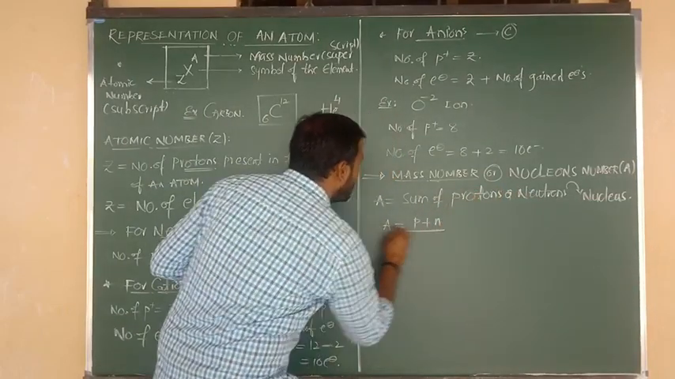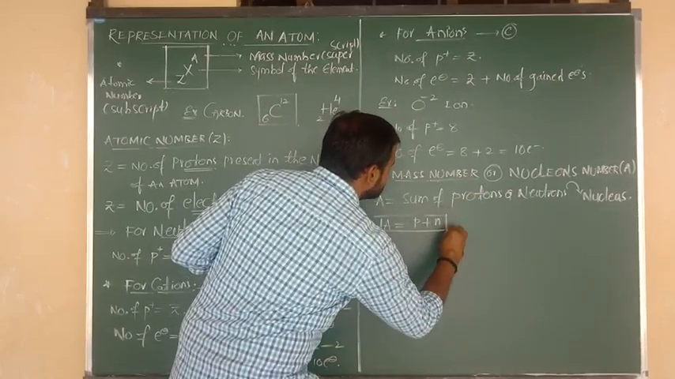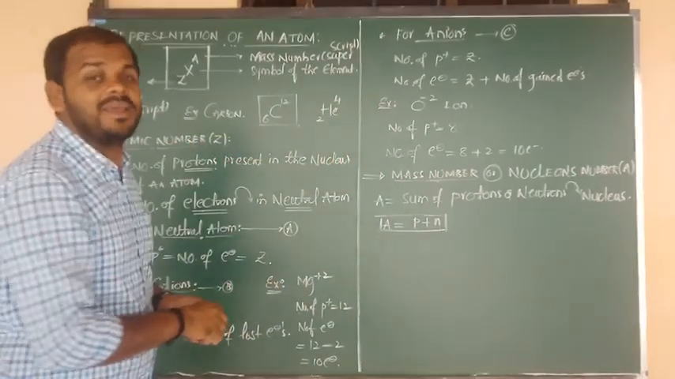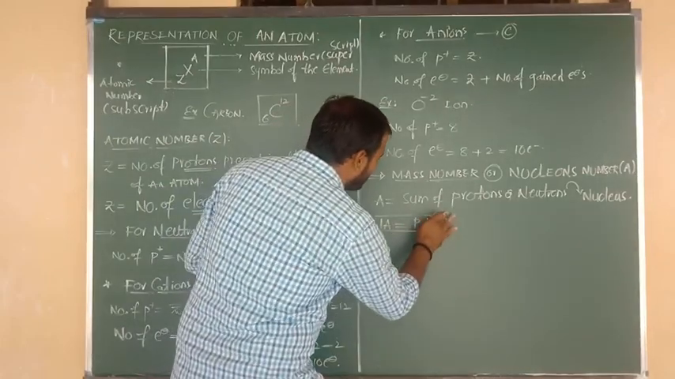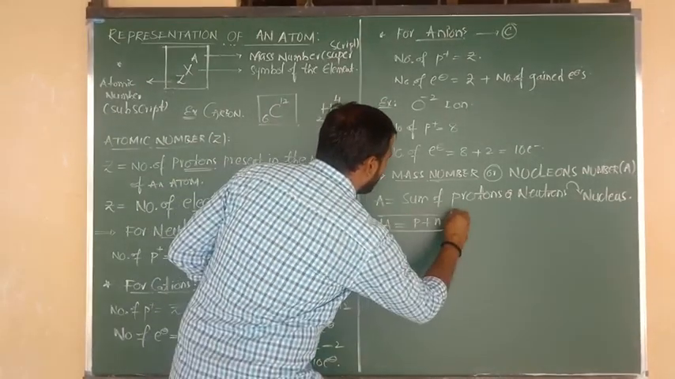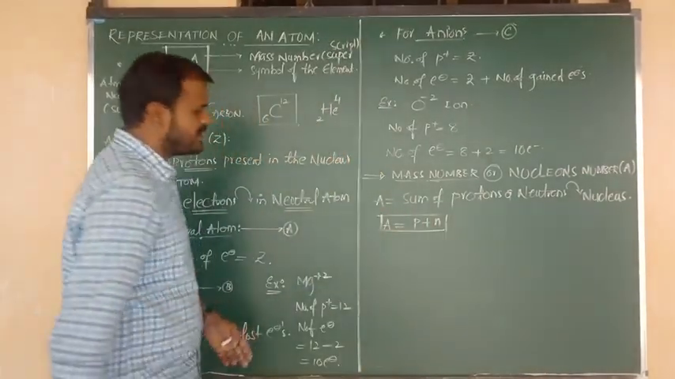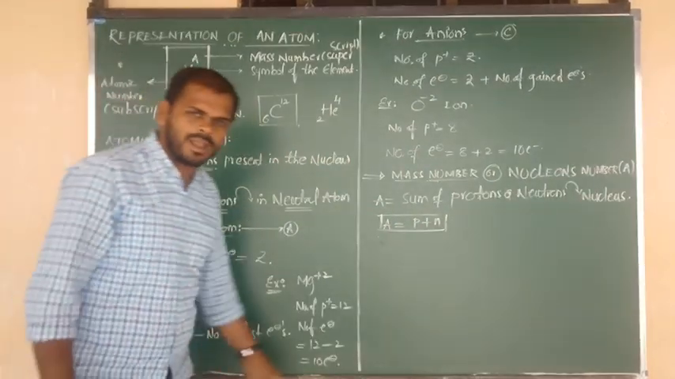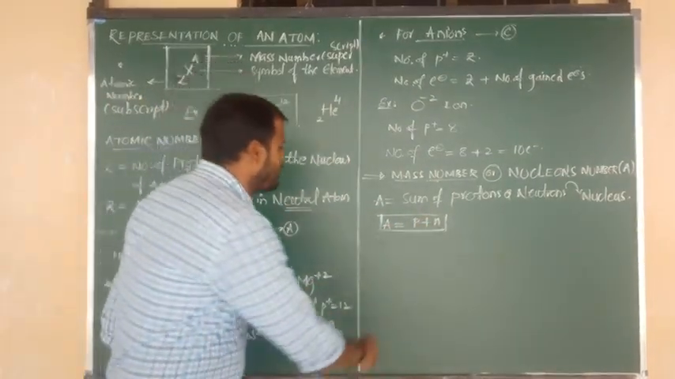P plus N. This is your formula to calculate the A value, the mass number. Which number? Mass number. What's the formula? A is equal to P plus N.